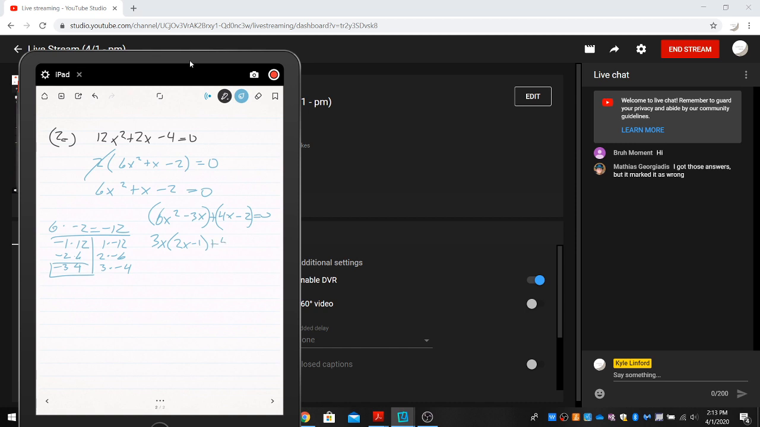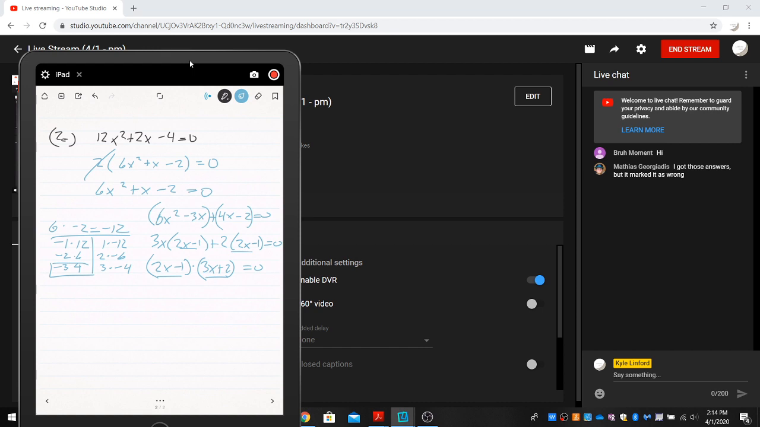And then if we factor out the 2 from the second group, we're left with 2x minus 1 equals 0. Again, we see that there is a common binomial that we can factor out. So when we pull out the 2x minus 1, we're left with 3x plus 2 equaling 0. So here are the two factors, the two things that when multiplied together get us 0.